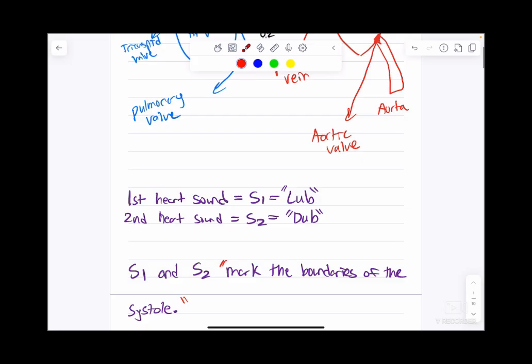S1 and S2 are the boundaries of the systole. So a lot of people think S1 and S2 are the systole. That's inaccurate to say. S1 and S2 are the boundaries. They mark the boundaries of the systole.